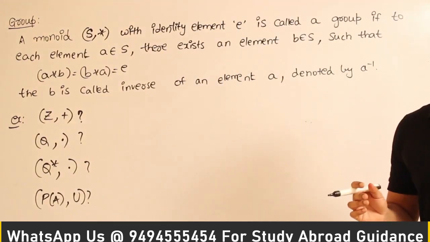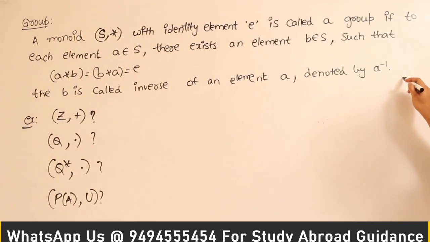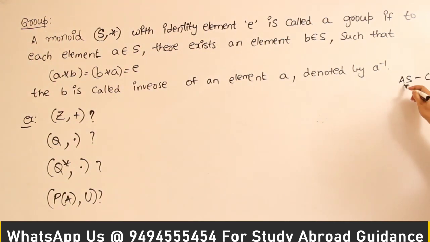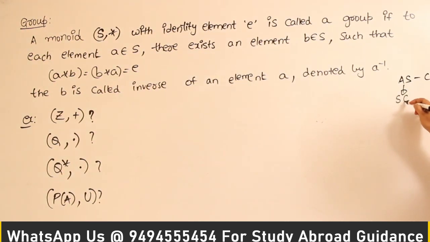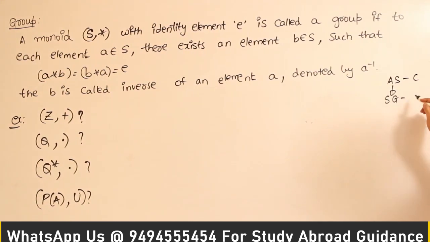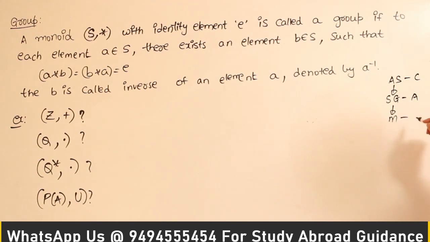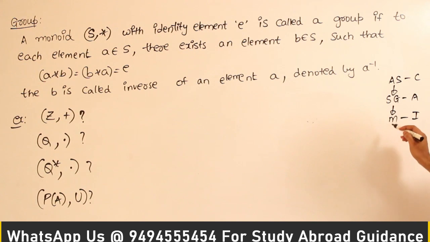Now let's talk about groups. So we have seen algebraic structure. Algebraic structure means the closure property, and from there we have seen semigroups, and semigroup means associative property, and then we have seen a monoid. Monoid means there should be an identity element. Now from monoid we are going towards group.